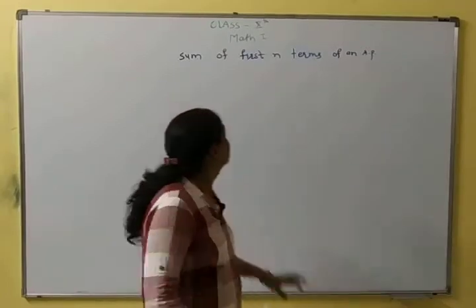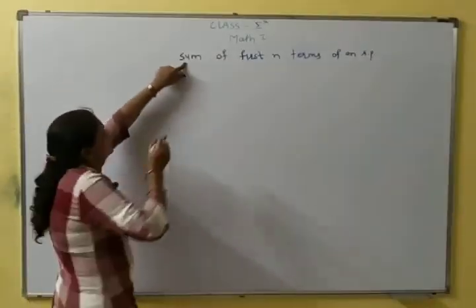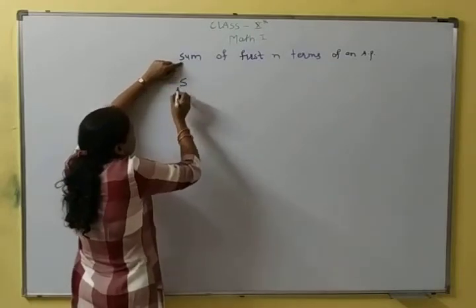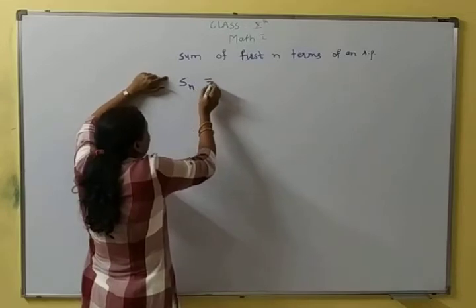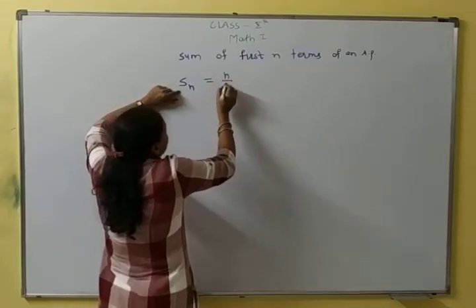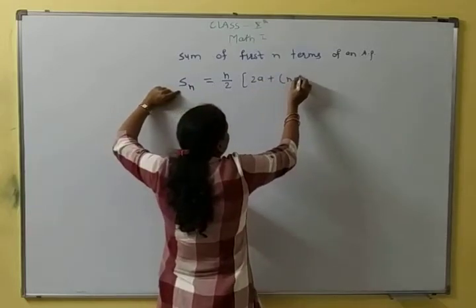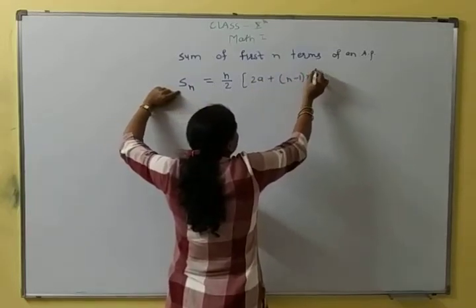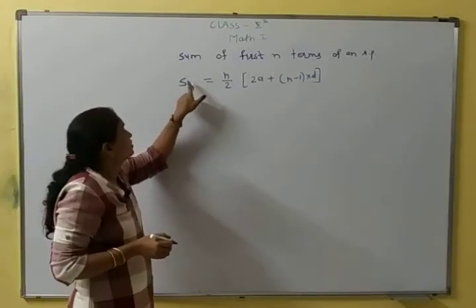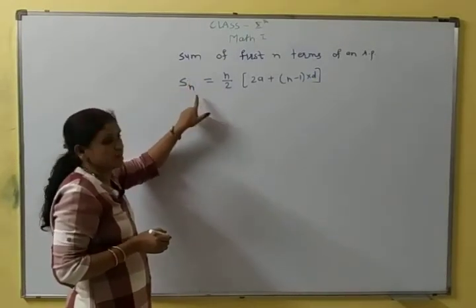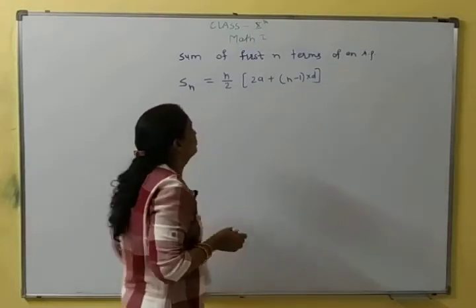Now, the sum of the first n terms of an AP. The sum is denoted by S, and n terms means Sn. So Sn equals n upon 2 into (twice A plus (n minus 1) into D). This is the sum of n terms. The sum of n terms, denoted by Sn, equals n by 2 into (twice A plus (n minus 1) into D).